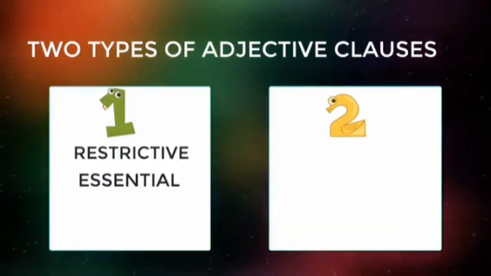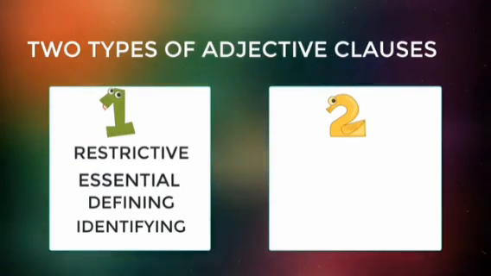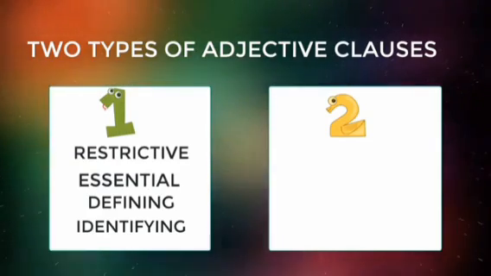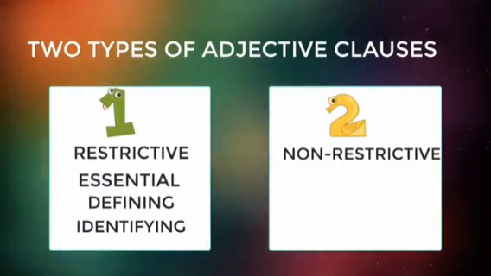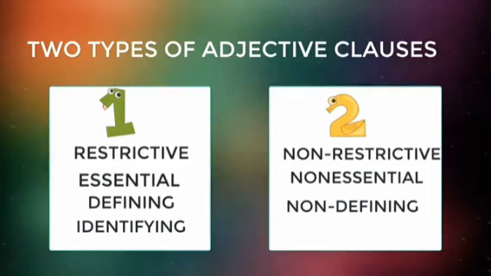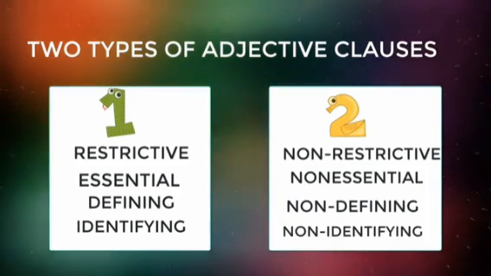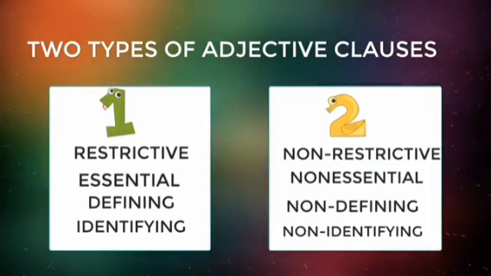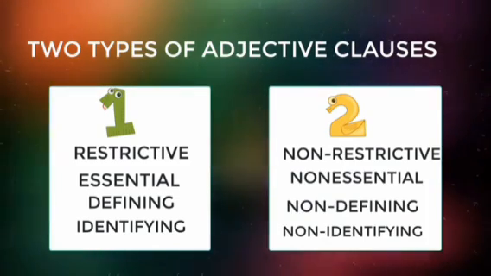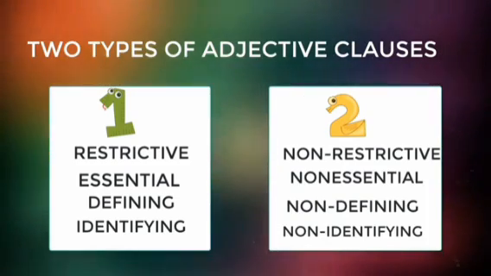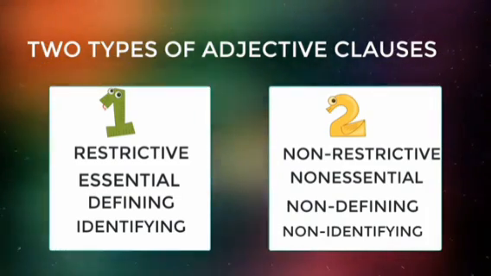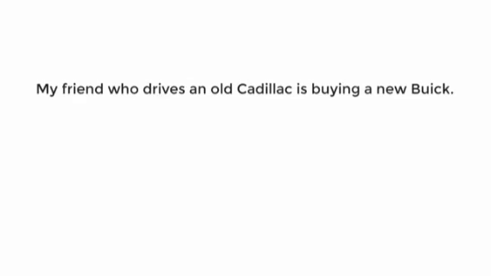There are two types of adjective clause. The first one is restrictive, or essential, or defining, or identifying. The second one is non-restrictive, non-essential, non-defining, or non-identifying. So every book names these two types differently. For example, my friend who drives an old Cadillac is buying a new bike.